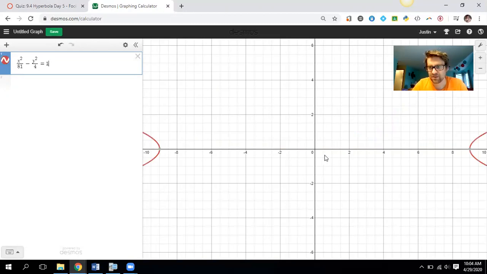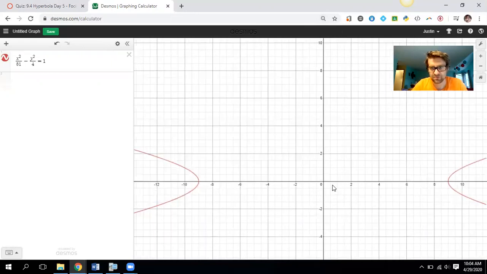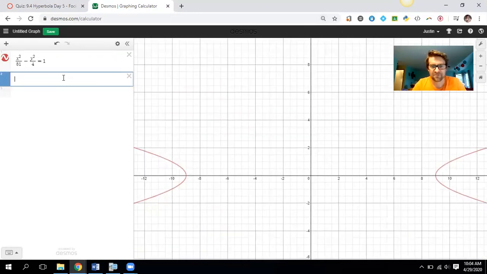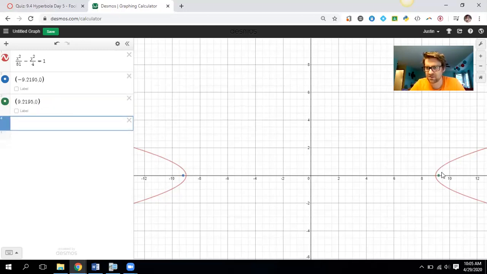I'll zoom out a little bit here so you can see. All right, we have these two parabola sideways ones. Now, if I just type in those points, I think it was like negative 9.2195, comma 0. And then same thing, positive 9.2195. You can see these are the foci points.